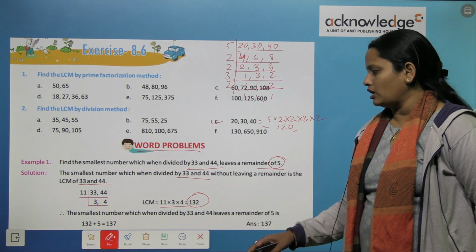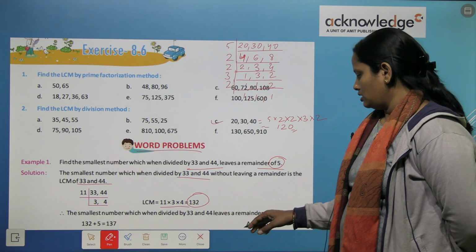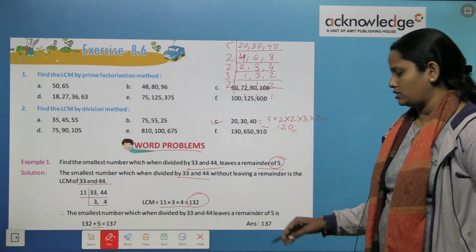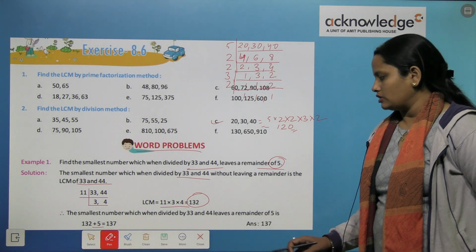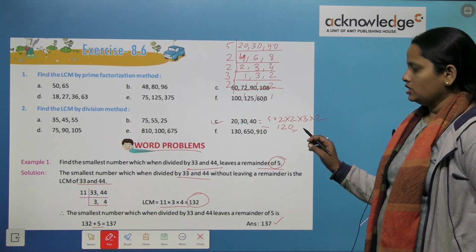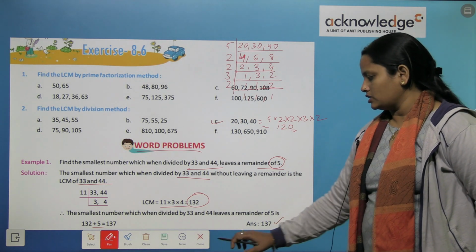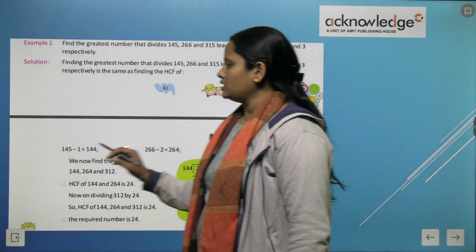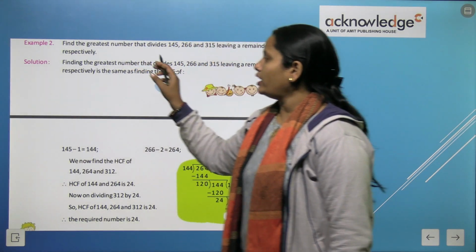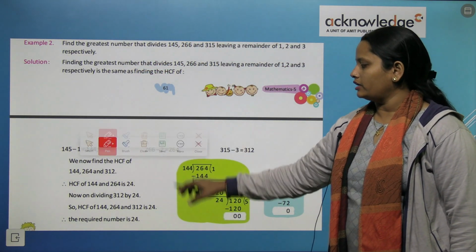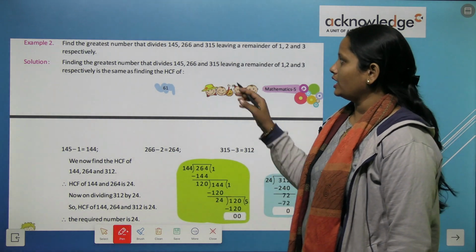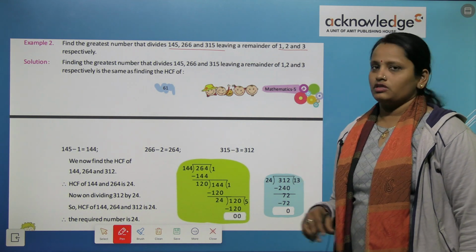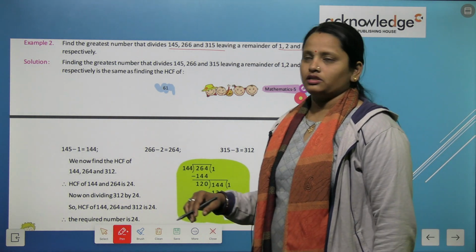So the smallest number which when divided by 33 and 44 leaves a remainder of 5: जब इस number को हम 132 plus 5 को हम इसमें add कर देंगे. So it's 137. So 137 is a number जिसे हम divide करेंगे, it will leave a remainder 5. Now let's see this example number 2. Find the greatest number that divides 145, 266 and 315, leaving a remainder of 1, 2 and 3 respectively. 1, 2 or 3 remainder आना चाहिए.